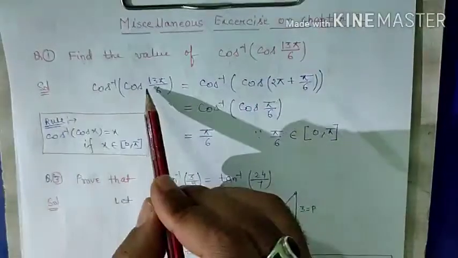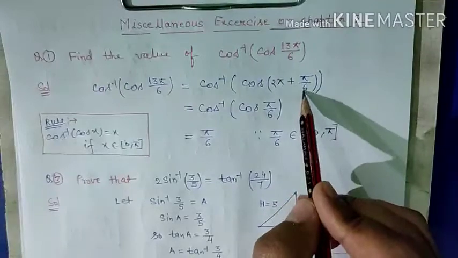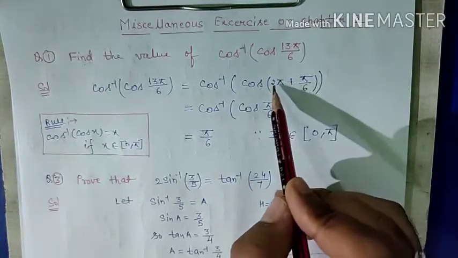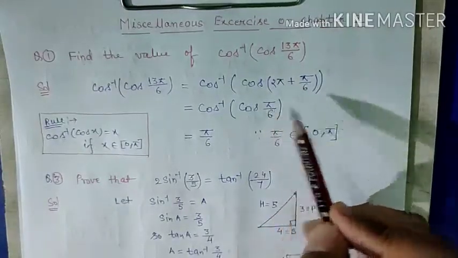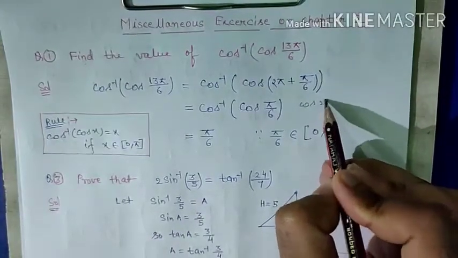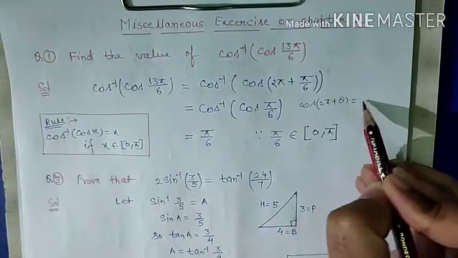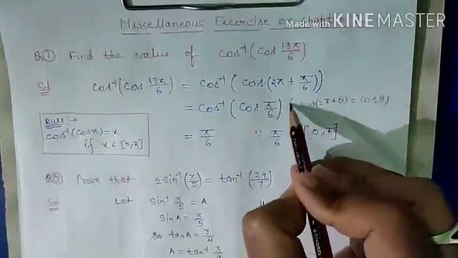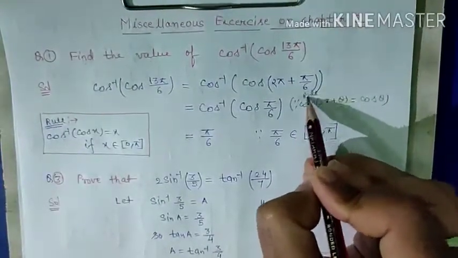We can write this 13 pi by 6 as 2 pi plus pi by 6. 6 2s are 12 plus 1, 13. So 2 pi plus pi by 6, we can write cos pi by 6, because cos of 2 pi plus theta is cos theta. This is the rule which we have studied before.